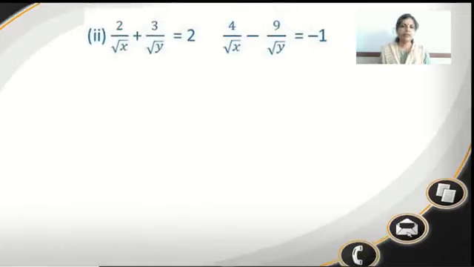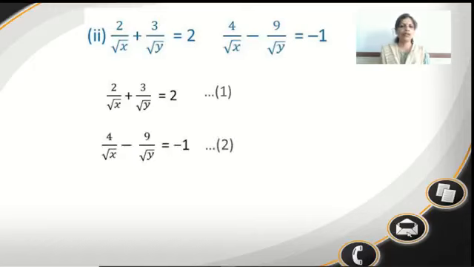This is the second sum from exercise 3.6, and the main question is question number 1. Now look at both the sums, and you have the variable at the denominator, and that too under a square root sign. Got scared? I know, not at all, because we can always make it simple and solve it. So we'll consider 2 upon root x plus 3 upon root y is equal to 2 as equation 1, and 4 upon root x plus 9 upon root y is equal to minus 1 as equation 2.